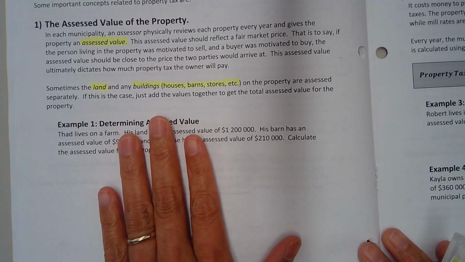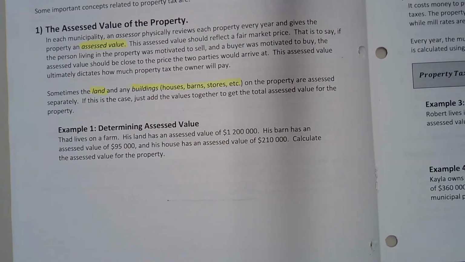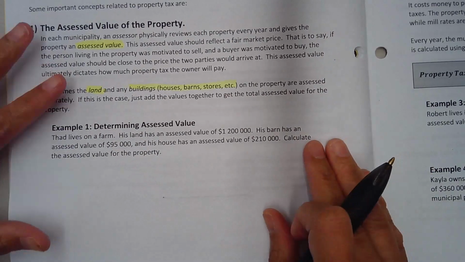So let's take a look at example number 1. It says here, determining the assessed value, determining how much your property is worth. So this person lives on a farm, okay? The land is assessed at $1,200,000. The barn has an assessed value of $95,000, and the house has an assessed value of $210,000. So calculate the assessed value of the property.